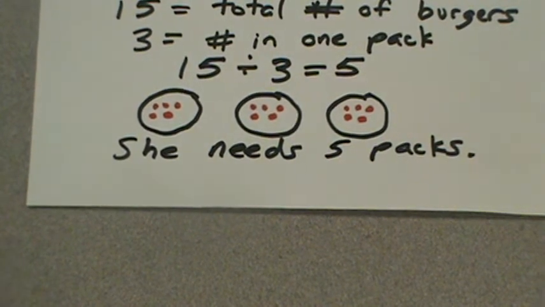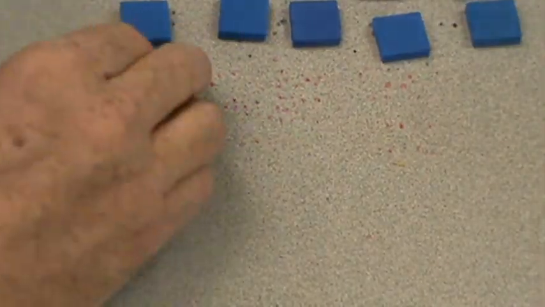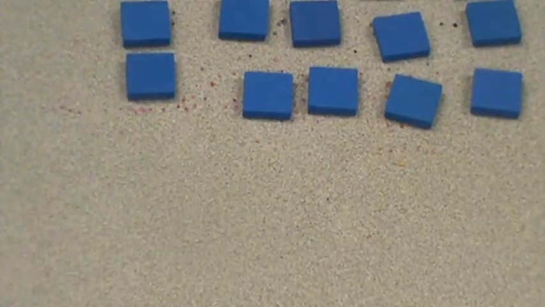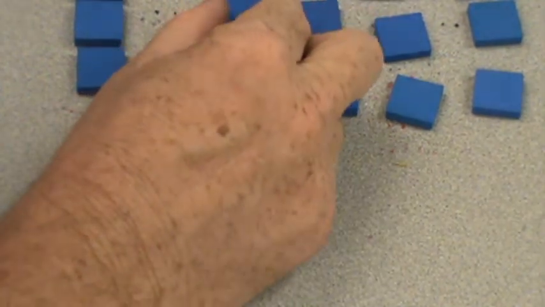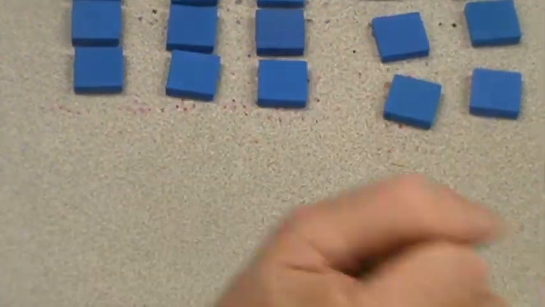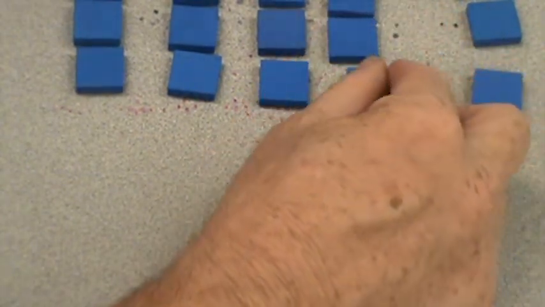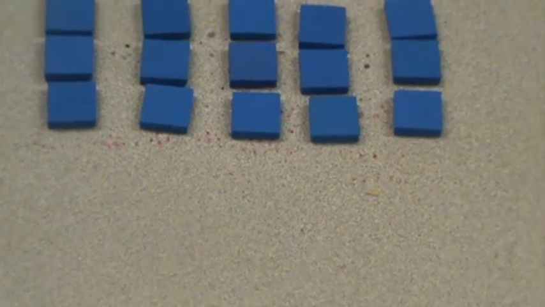Now, let's try it like this. Let's get out 15 burgers. 1, 2, 3, 4, 5, 6, 7, 8, 9, 10, 11, 12, 13, 14, and 15. Those are the burgers she needs to buy. But remember, they come 3 to a pack. So let's put them in threes. There's 1 pack. There's 2 packs. There's 3 packs. And 4 packs. And 5 packs. So does she have 5 packs now? You bet she does.